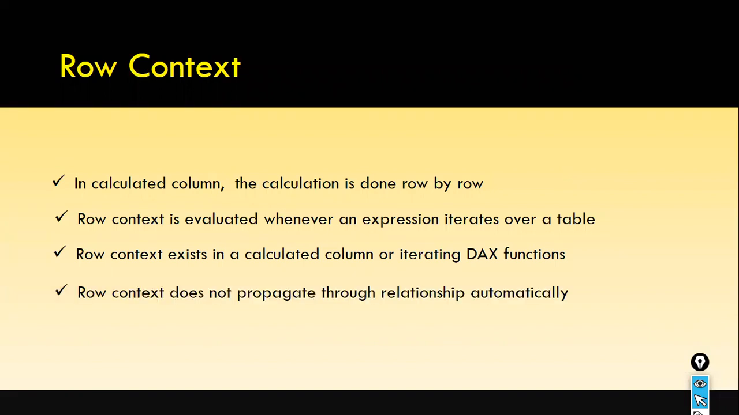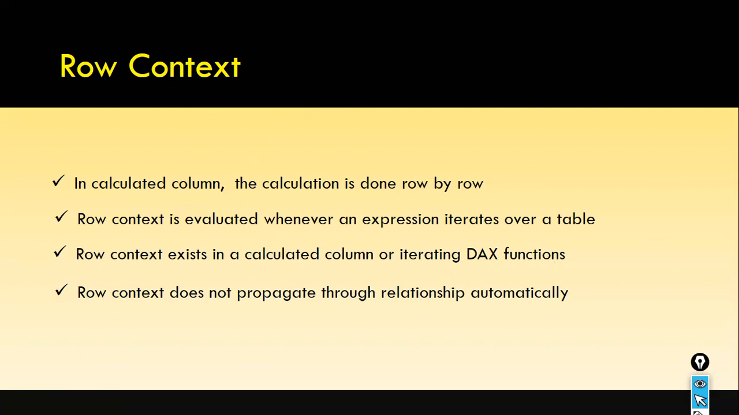The row context does not propagate through relationships automatically. This I will explain later. At this moment, remember these three points. If somebody asks about row context, the first thing that should come to your mind is the calculated column. In the case of a calculated column, the calculation is done row by row. The row context is evaluated whenever an expression iterates over a table. The row context exists in a calculated column or iterating DAX function.